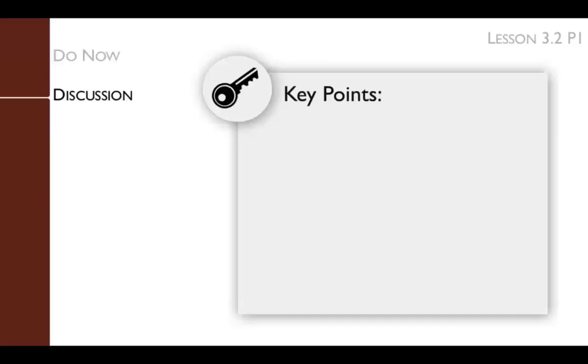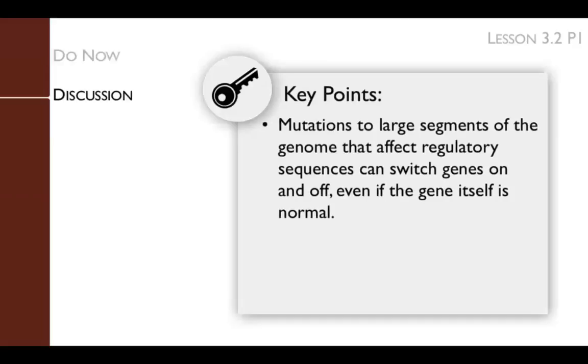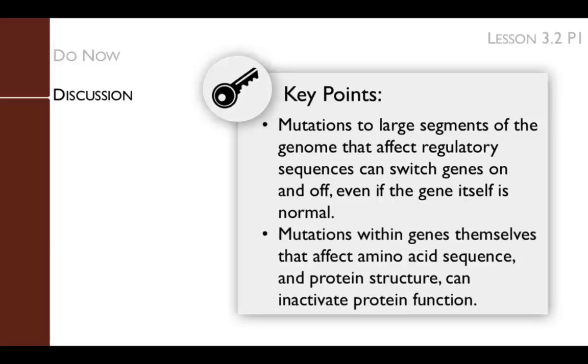The key points of the lesson's discussion are that mutations to large segments of the genome that affect regulatory sequences can switch genes on and off, even if the gene itself is normal. Mutations within genes themselves that affect amino acid sequence and protein structure can inactivate protein function.